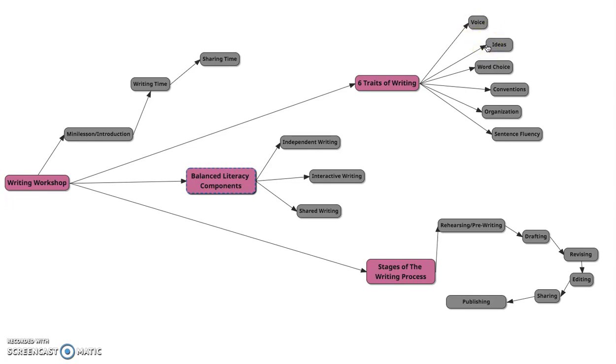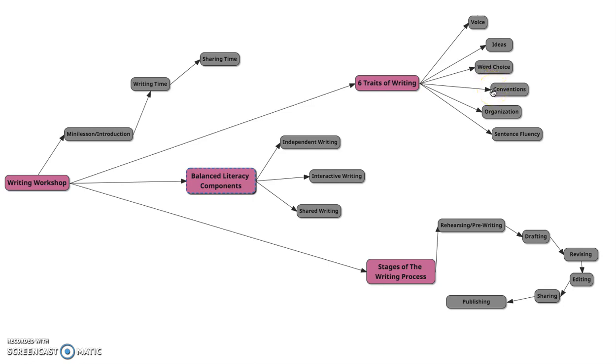Ideas. Some questions writers may ask themselves in relation to their ideas include 1. Is my writing clear? 2. Are my ideas interesting to the reader? And 3. Did I support my main idea with rich detail? Next is word choice. Instead of using tired words, students should take the time to choose more powerful words that help paint a picture in the reader's mind.